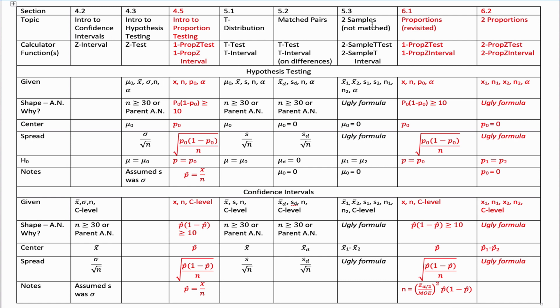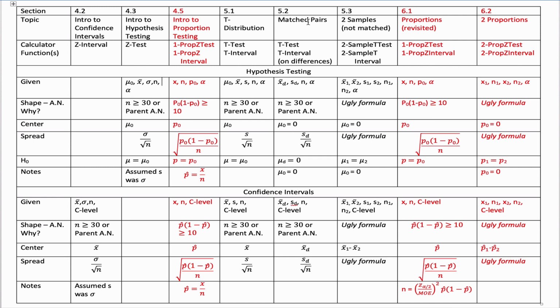Over here in 5.3, we don't have matched pairs because instead of having 10 textbooks with an online price and a bookstore price, you had 10 textbooks that had an online price and then 10 different textbooks that had a bookstore price. So you kind of had 20 observations in this example as opposed to the 10 over here.